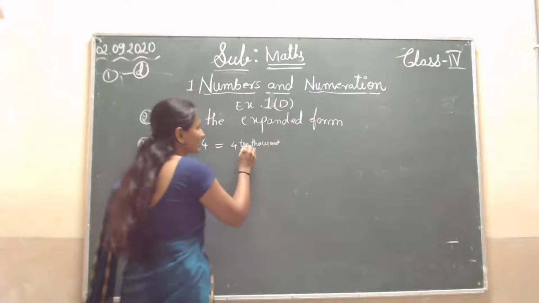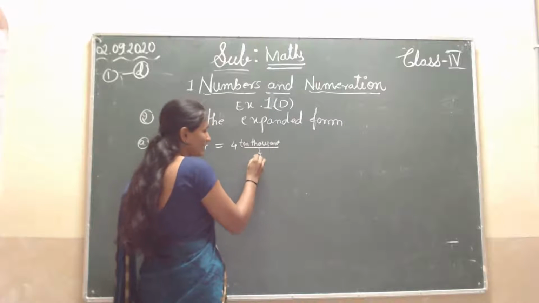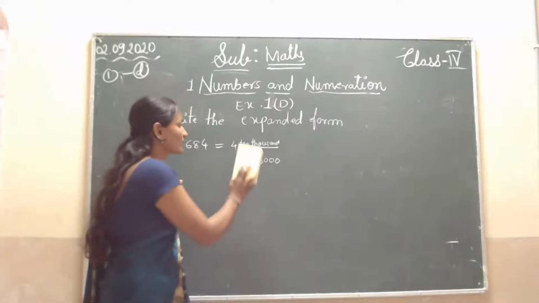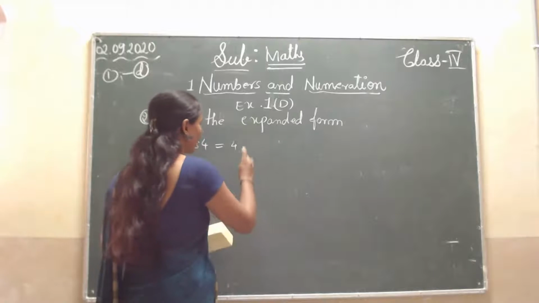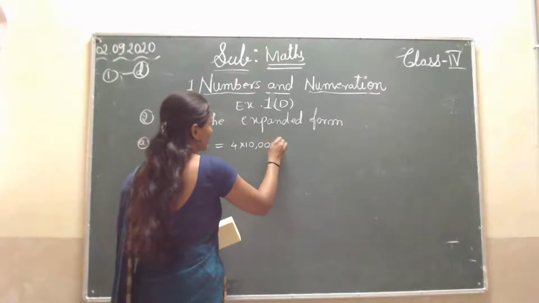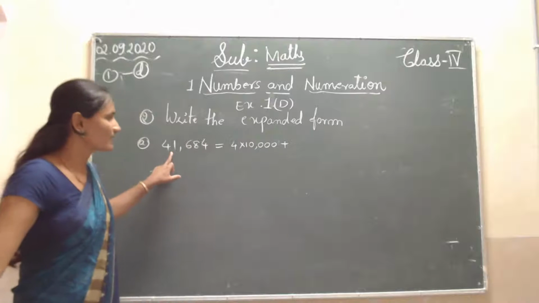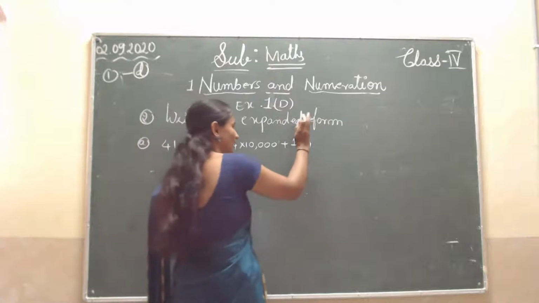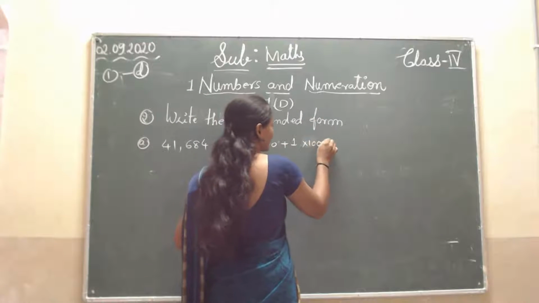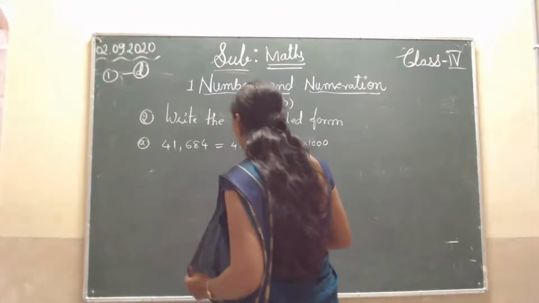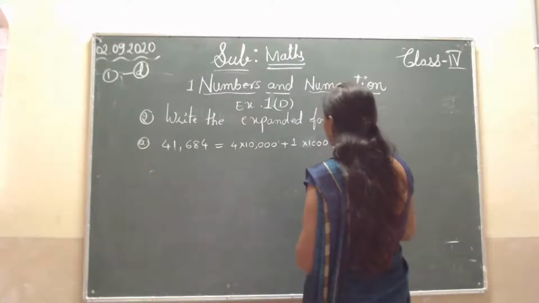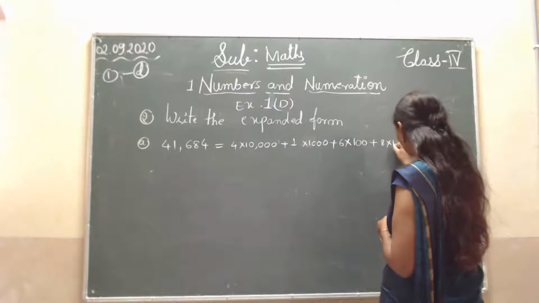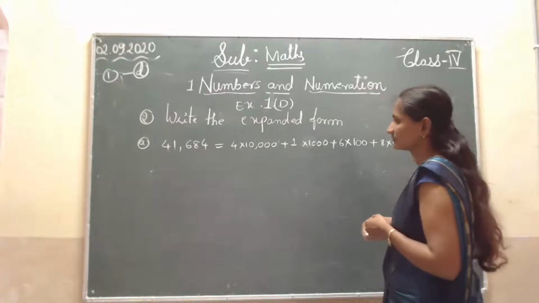Students, I just wrote the spellings here. So that number is 10,000. So the first step we will write directly: 4 into 10,000. Next, students, the 1 is 1,000. 1,000 has how many zeros? 1,000 has 3 zeros. So 1 into 1,000 plus 6 into 100, the hundreds place, 6 into 100 plus 8 into 10 plus 4 into 1.